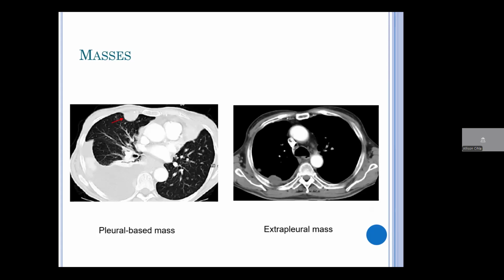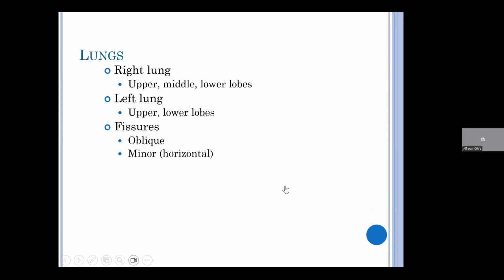Masses can also be described as pleural based versus extrapleural. This one is considered pleural based. This is the pleura, this white line here, and you can see that this fits right in with that, versus extrapleural, which is outside of the pleura here. So when you're looking at lungs, your right lung has an upper, middle, and lower lobe, and your left lung has an upper and lower lobe.